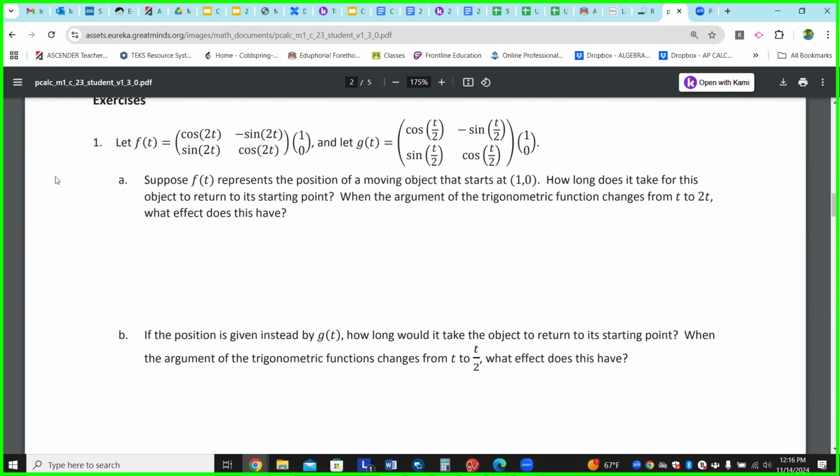Anyway, on exercise 1 here, it says let f of t equal cosine 2t. Let g of t represent cosine of t divided by 2, and all this other stuff. Suppose f of t represents the position of a moving object that starts at (1, 0). It asks how long does it take for the object to return to its starting point. So I'm trying to find out how long it takes to go from (1, 0) back to (1, 0) when the argument of the trigonometric function changes from t to 2t. And what effect does this have?